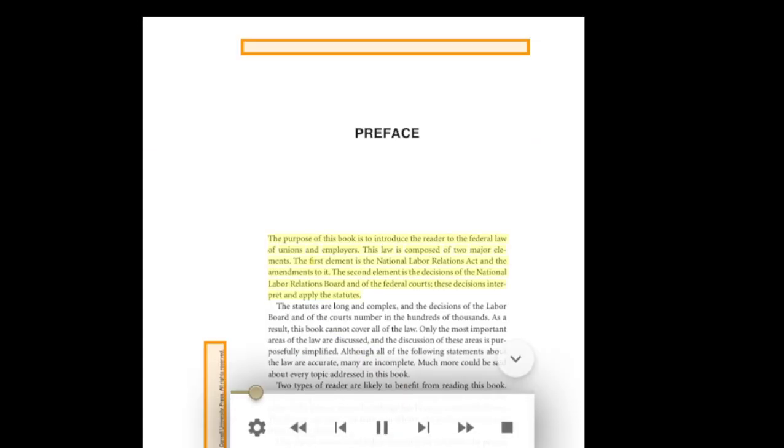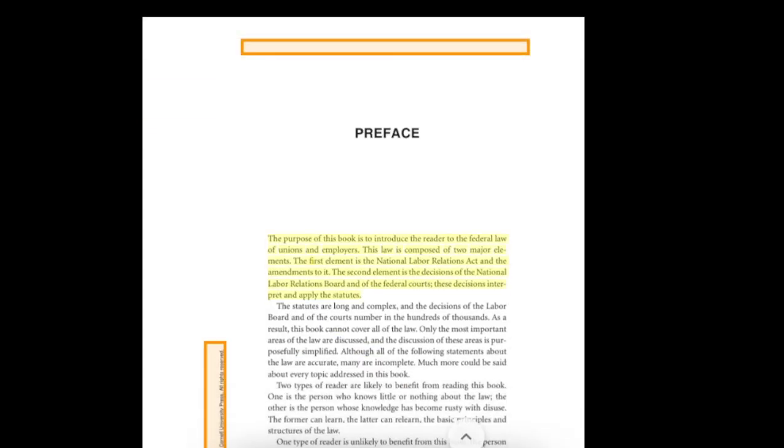The purpose of this book is to introduce the reader to the federal law of unions and employers. This law is composed of two major elements. The first element is the National Labor Relations Act and the amendments to it. The second element is the decisions of the National Labor Relations Board and of the federal courts. These decisions interpret and apply the statutes. The statutes are long and complex, and the decisions of the Labor Board and of the courts number in the hundreds of thousands. As a result, this book cannot cover all of the law.